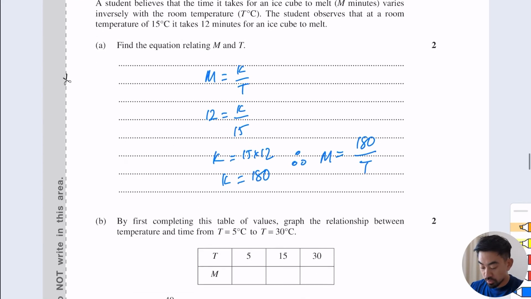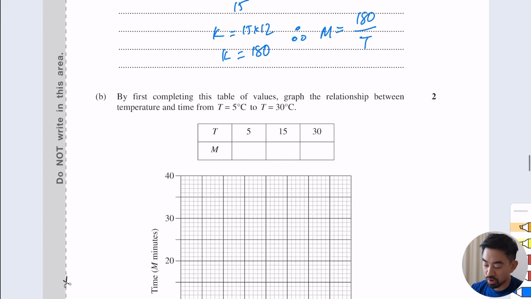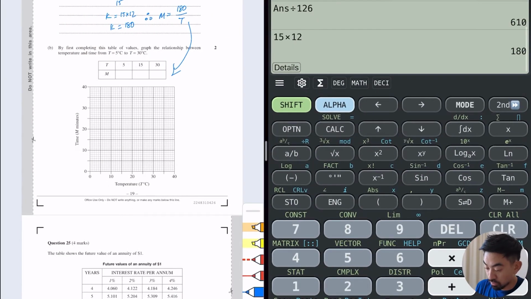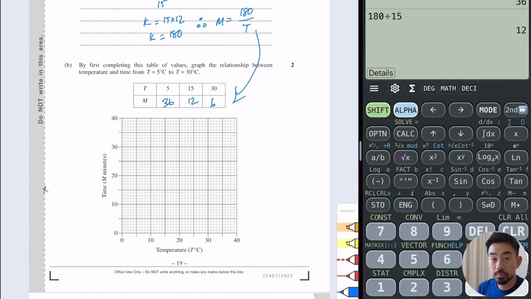All right, cool. Next question. By first completing the table of values, graph the relationship between temperature and time for t equals 5 to t equals 30. Okay, it's pretty straightforward. We've just got to fill this table in using this formula that we just found. So first one is 180 divided by 5. That gives me 36. Then 180 divided by 15, that's 12. And 180 divided by 30 is 6.